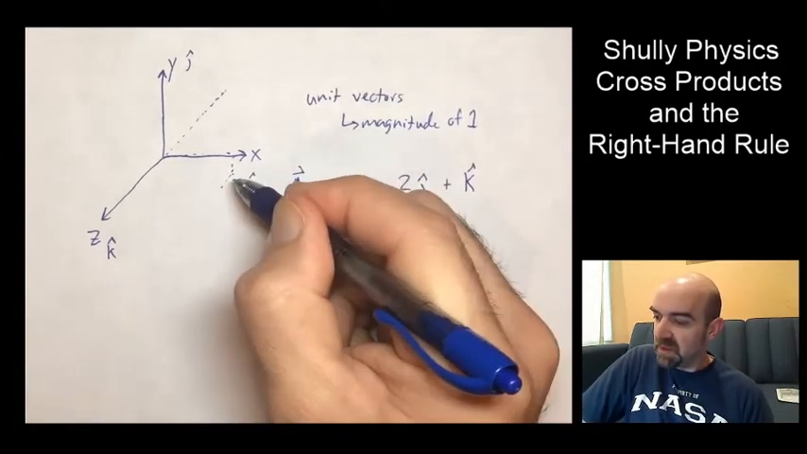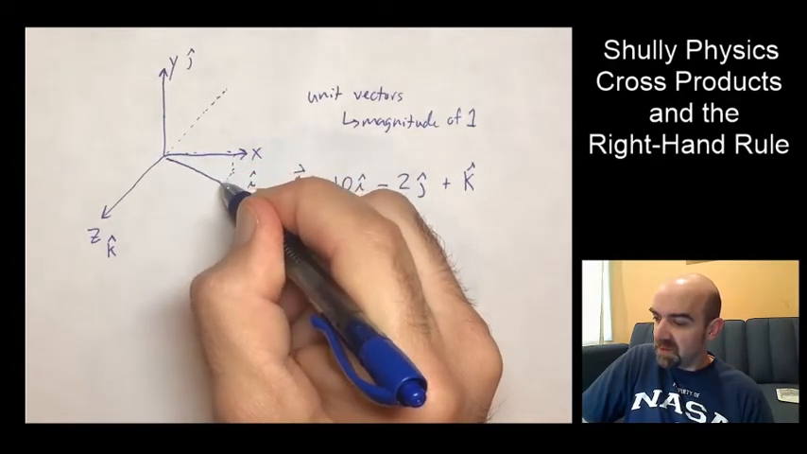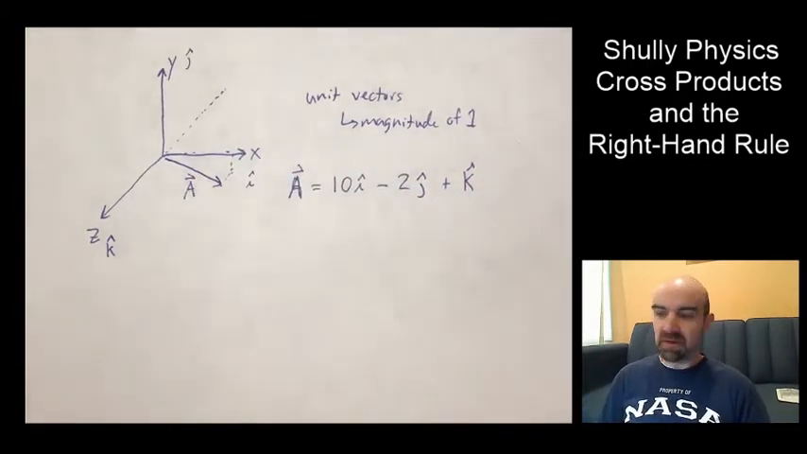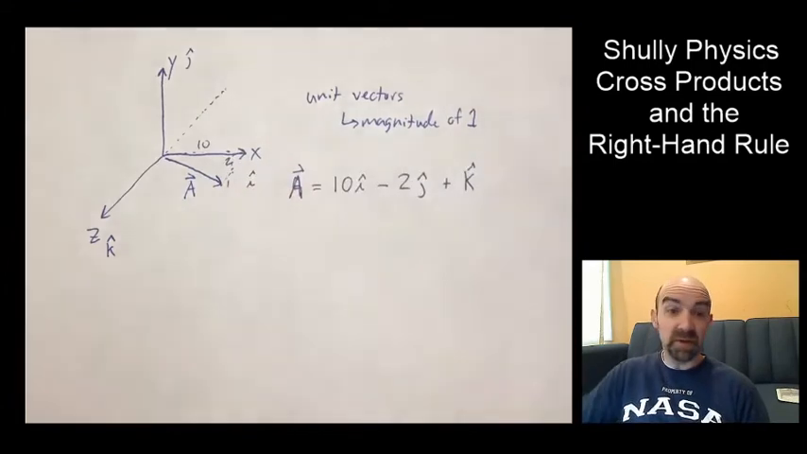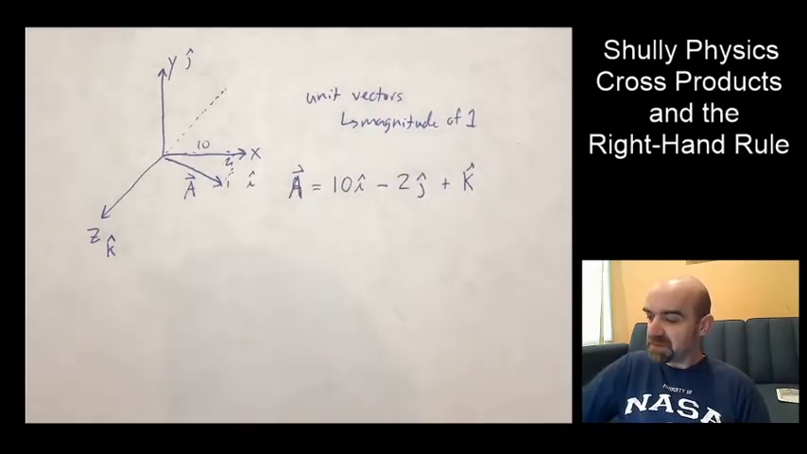So I'd have to move it out here. So the resulting vector A could be drawn spatially like that. Okay, so 10 over, 2 down, and 1 out. That would be the dimensions and the direction of that vector.